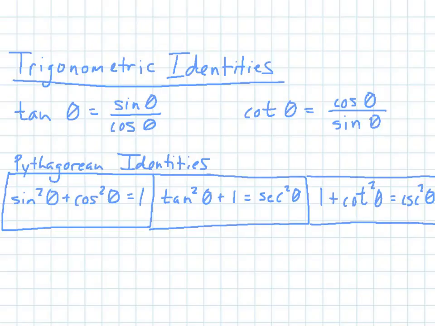Now here are some trig identities that you would like to know. Okay, we already kind of talked about tangent of theta, that it's sine theta over cosine theta, and cotangent is the reciprocal of that, so cosine theta over sine theta.